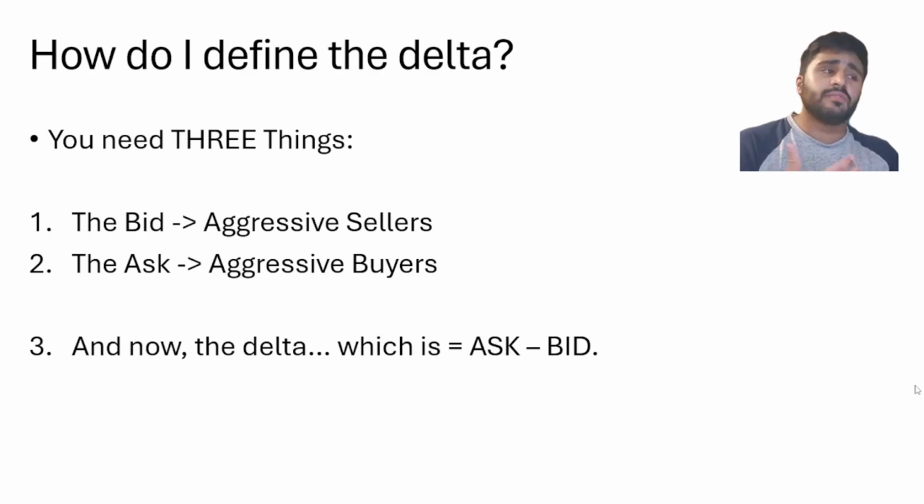So the first thing is we need to define delta. So delta, you need to know three things when you're trading ICT concepts. The first is the bid. So this is the left-hand number. These are the aggressive sellers. The ask is the right number. These are aggressive buyers. And now the delta, which is just the difference between the ask and the bid.